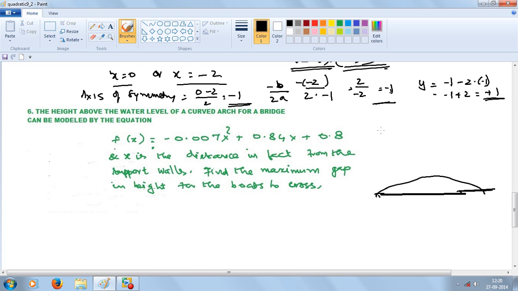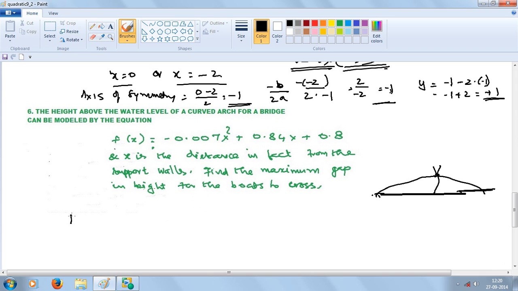The height above the water level. So what is the maximum height? This height peak is here. Peak means this is the vertex, and this is the axis. You have to find out both from the water level. The curved arc of a bridge can be modeled by the equation. See, the bridge goes like this. The equation for the bridge he has given is f of x is equal to minus 0.007 x square plus 0.84x plus a.